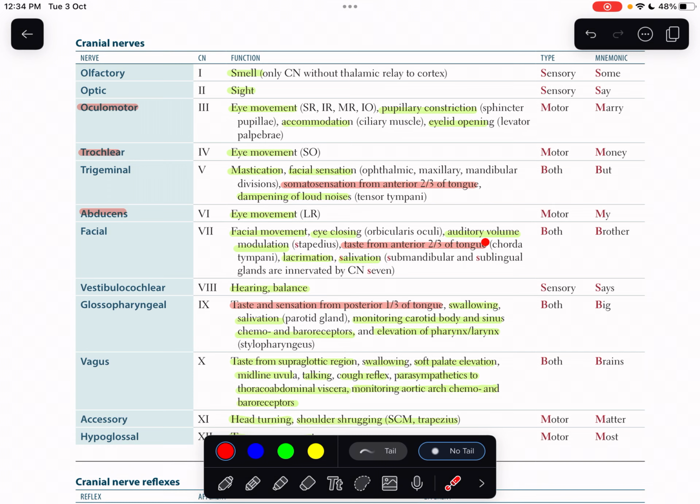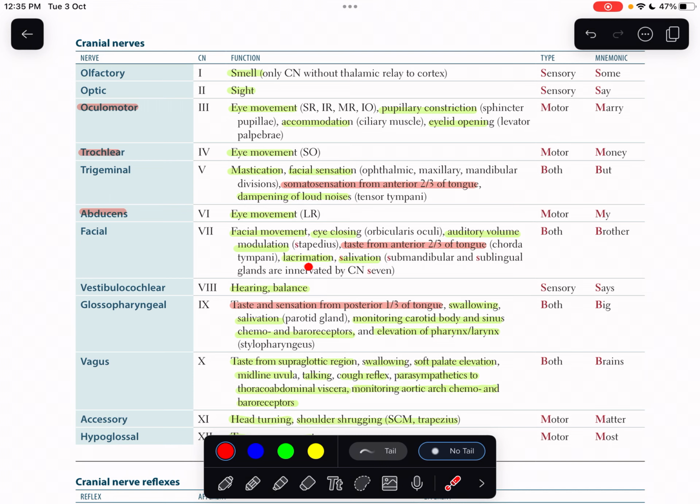Okay, the auditory volume modulation. Then taste from the anterior two-thirds of the tongue. So two-thirds of taste of your tongue is by facial, which is also by the chorda tympani. Okay, two-thirds of tongue by facial, then the posterior one-third by glossopharyngeal. Just remember this very high yield question.